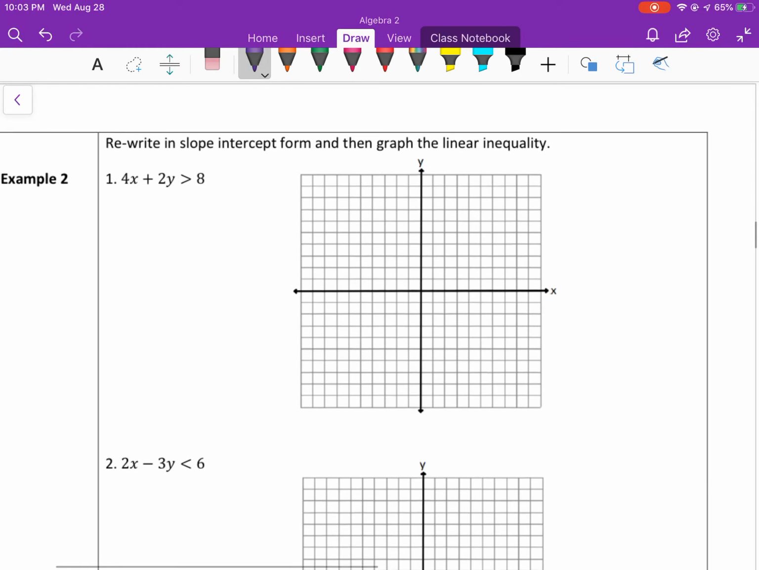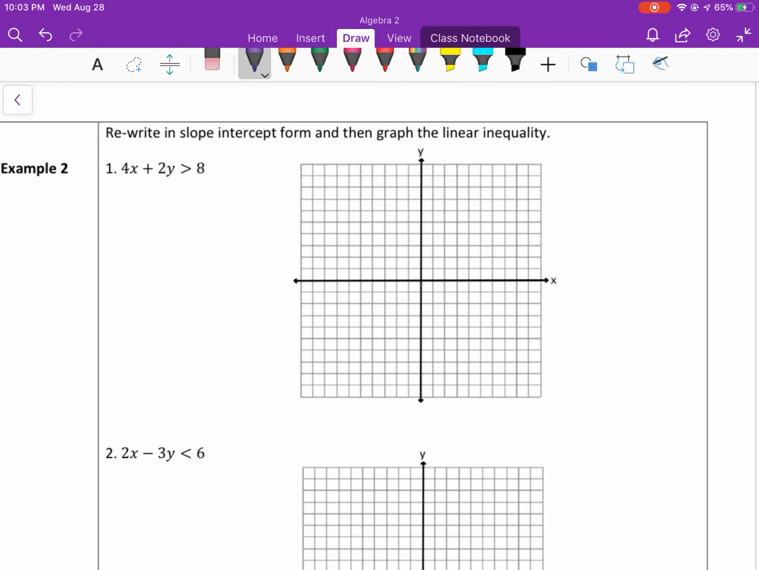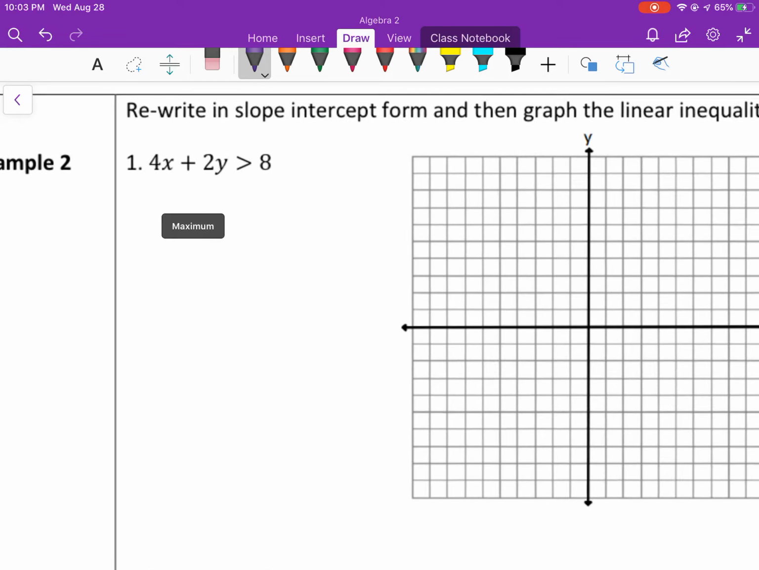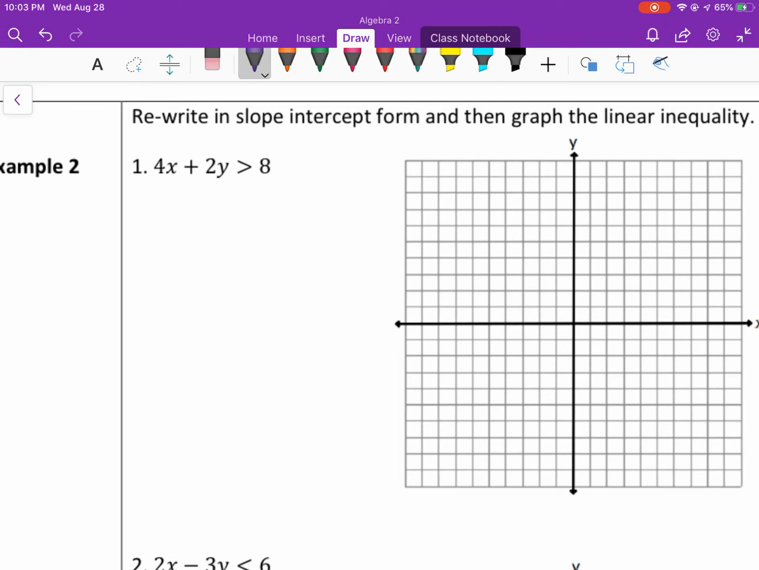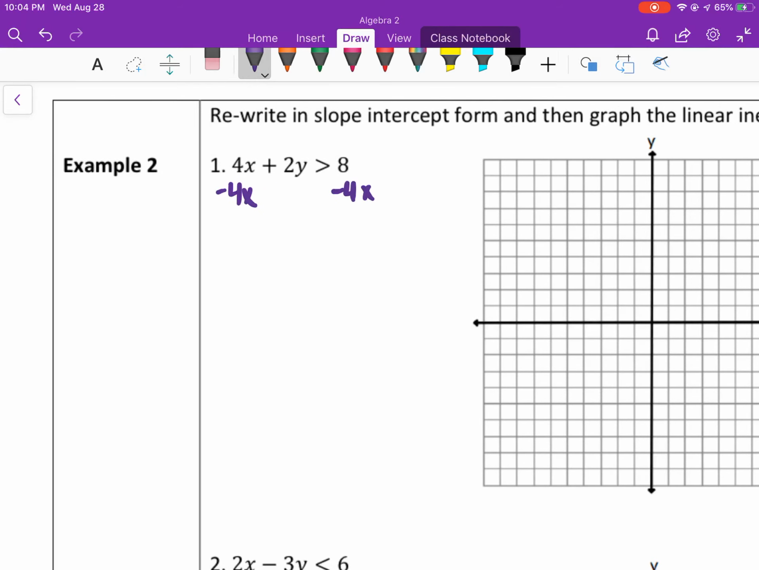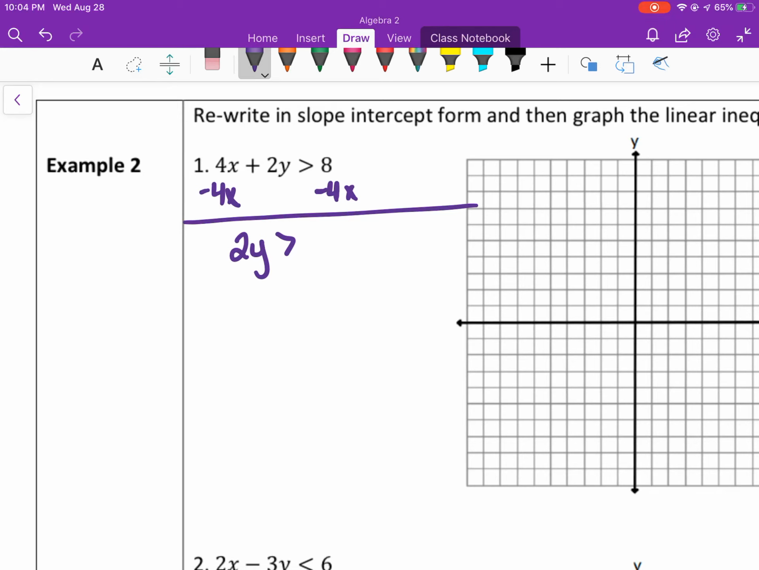Okay, a couple more. So these ones you have to rewrite in slope-intercept form and then graph the linear inequality. So similar to what we practiced yesterday with rewriting the equation, we want to solve for y. So the first thing we're going to need to do is take this 4x positive and subtract it from both sides. So that's going to give me 2y greater than, and I want the x to come first in slope-intercept form, so it's going to be negative 4x, and then it was a positive 8.